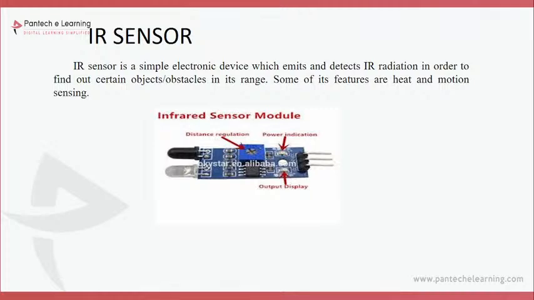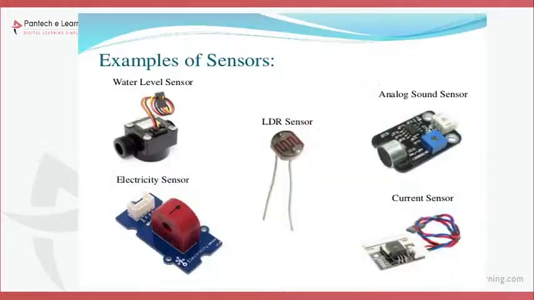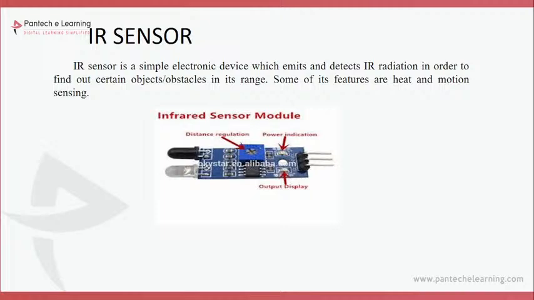Now let us look at some sensors and their specifications. The IR sensor is a simple electronic device which emits and detects IR radiation. It is used to detect obstacles or any object in front of it, using infrared waves. It detects using heat and motion sensing: any heat, any motion or movement it will detect.